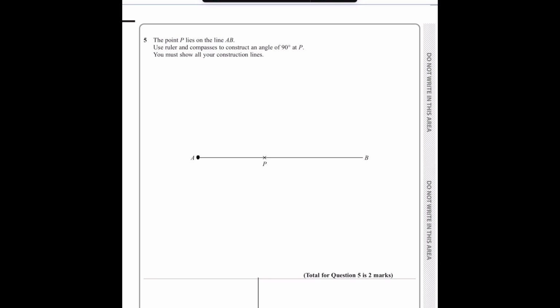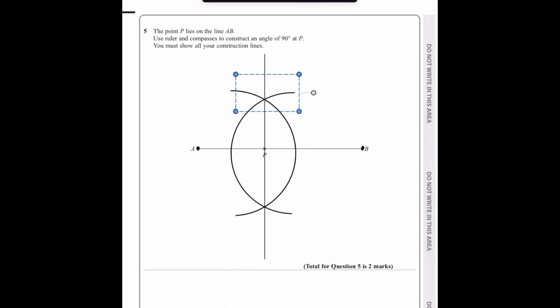Then you want to draw the arc of your compass and do exactly the same thing with the same length for point B. Now, after you do this, you're left with something along the lines of this, some sort of arc on both sides, and where these arcs intersect, you can draw a straight line. And then it gives you a perpendicular bisector or a 90-degree angle between the line you've drawn and the line AB.